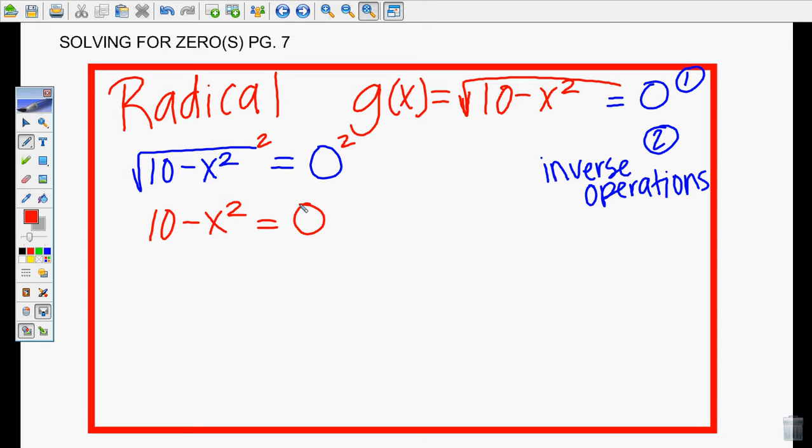Is x by itself yet? No. What's my next barrier? The 10, right? It's positive, so I'm going to subtract. What I do to one side, I do to the other, and I get negative x squared equals negative 10.